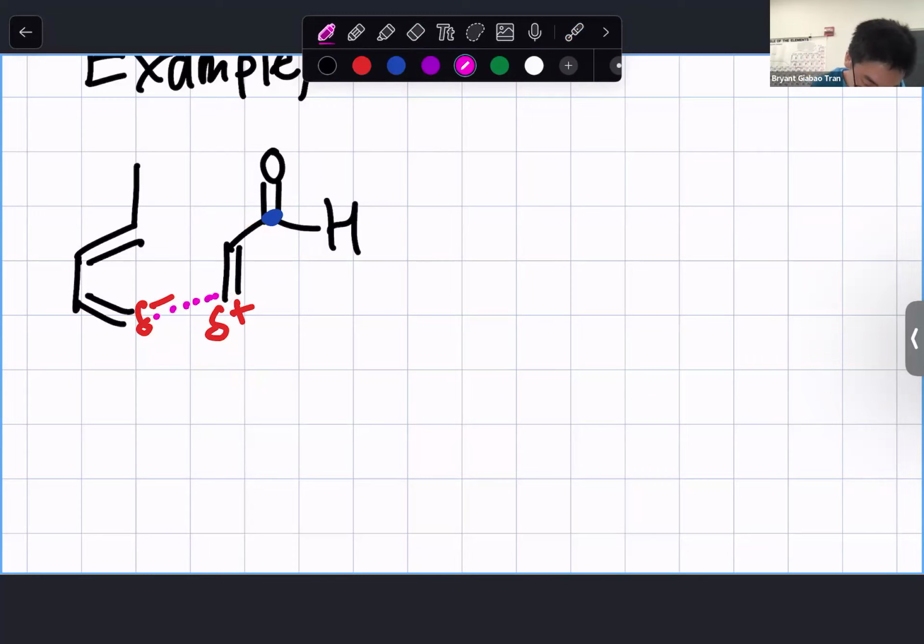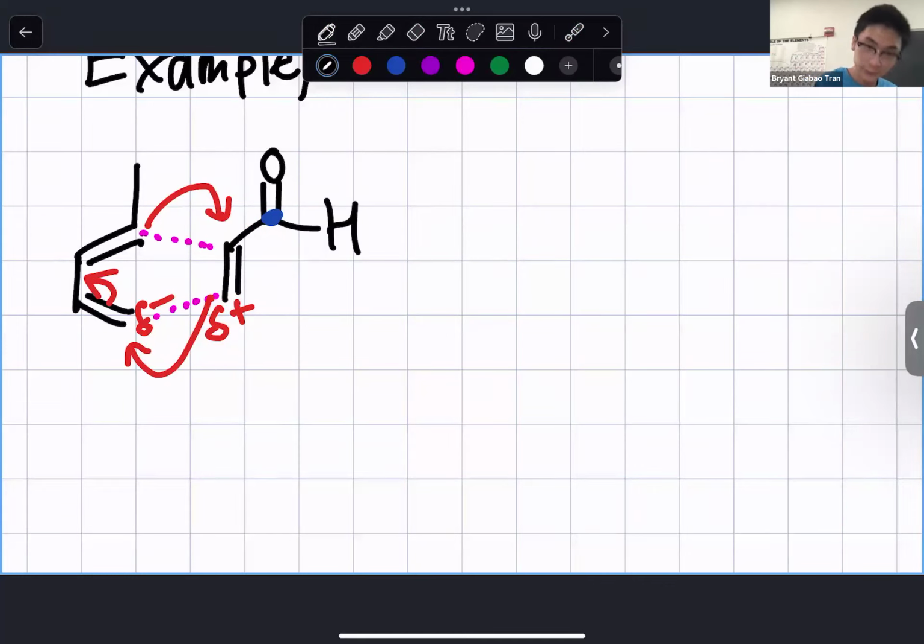The pocket charges align, so we could keep it as it is. We don't have to flip anything. We don't have to flip a diene or dienophile, right? So let's draw the resonance arrows of this, which are 3 arrows. That attacks that attacks that. The double bond shifts to there. And we are going to create this cyclohexene here.